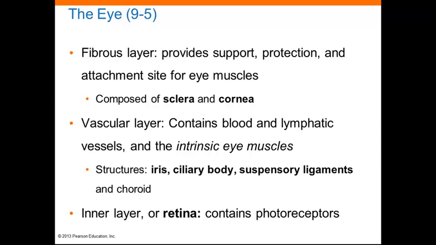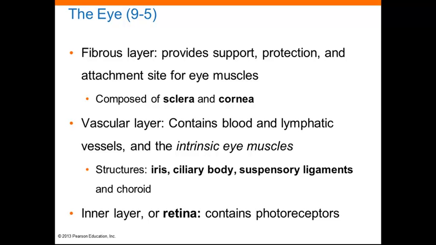The sclera, or the white of the eye, is a supportive dense connective tissue made of collagen and elastin fibers. The cornea is continuous with the sclera, but the collagen fibers are organized into layers that don't interfere with the passage of light, meaning they're transparent.